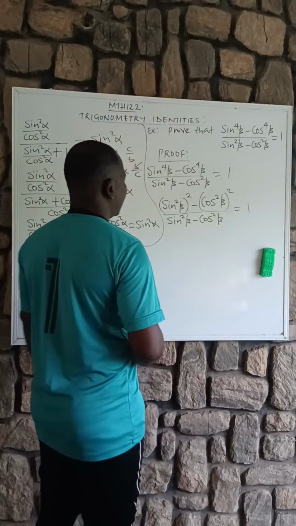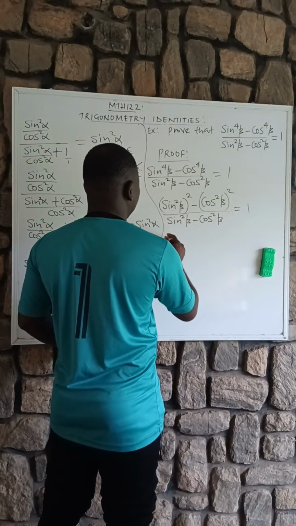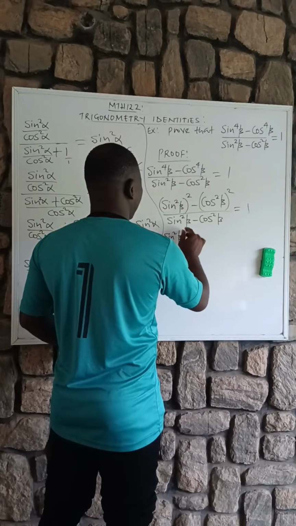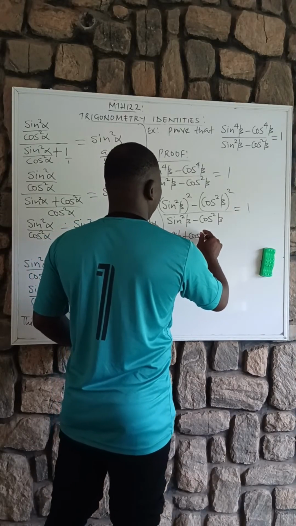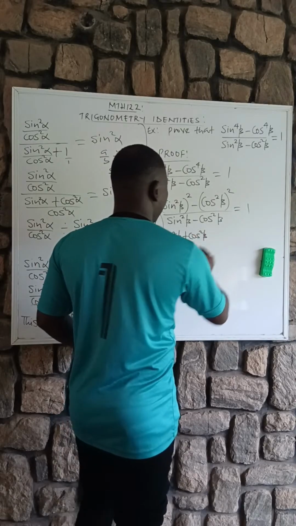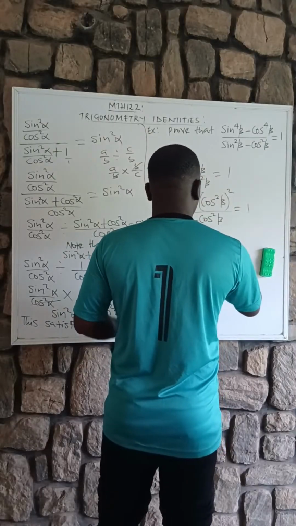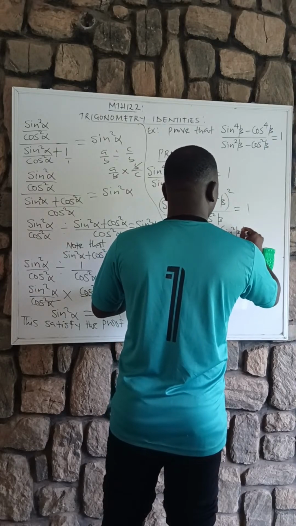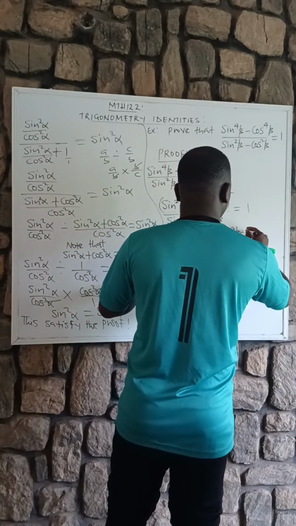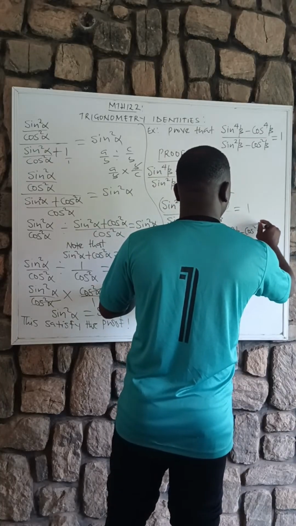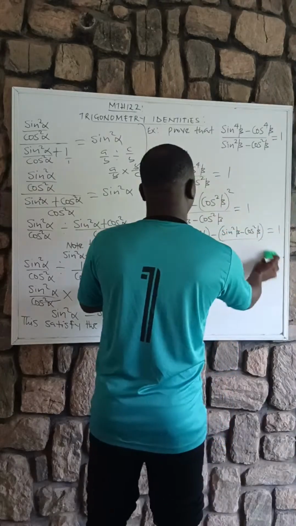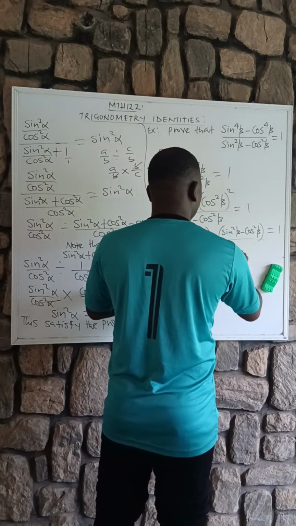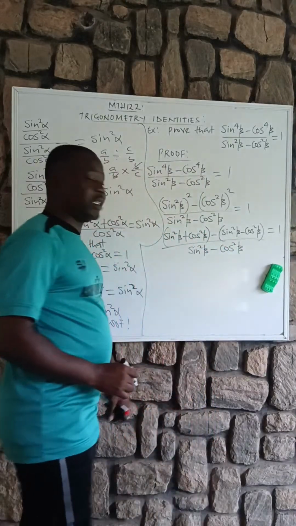This implies that this is the same thing as sine square beta plus cos square beta, then times sine square beta minus cos square beta, equals to 1 all over sine square beta minus cos square beta. You agree with me?